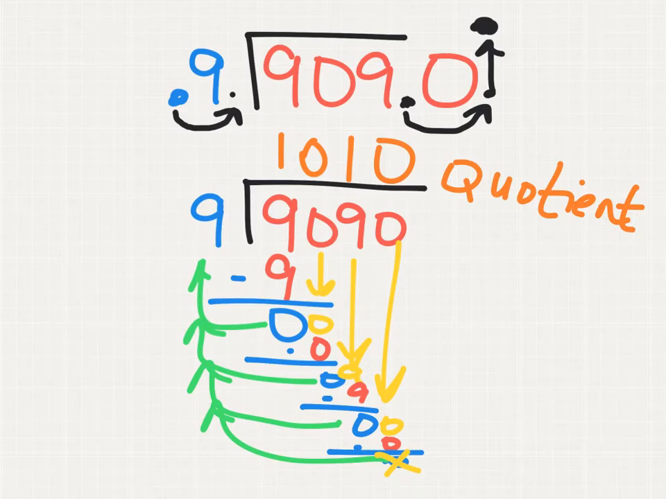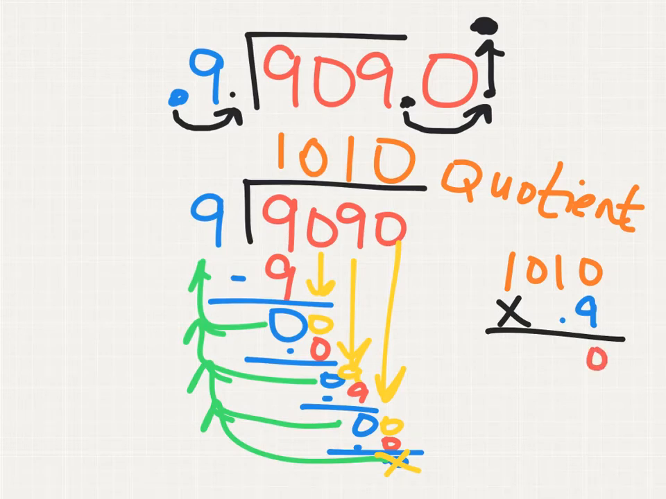If I take my quotient of 1,010 and I multiply it by my original divisor of 0.9, 9 times 0 is 0. 9 times 1 is 9. 9 times 0 is 0. 9 times 1 is 9.